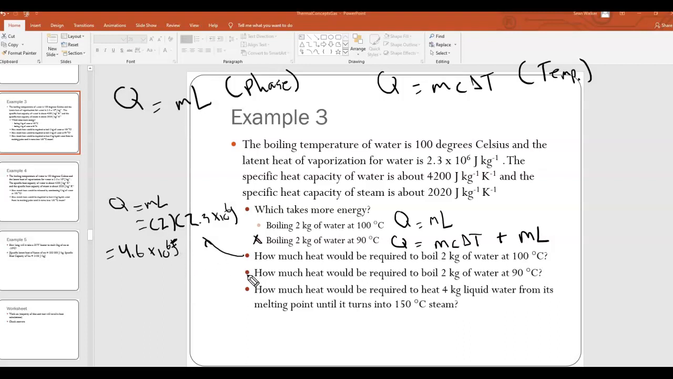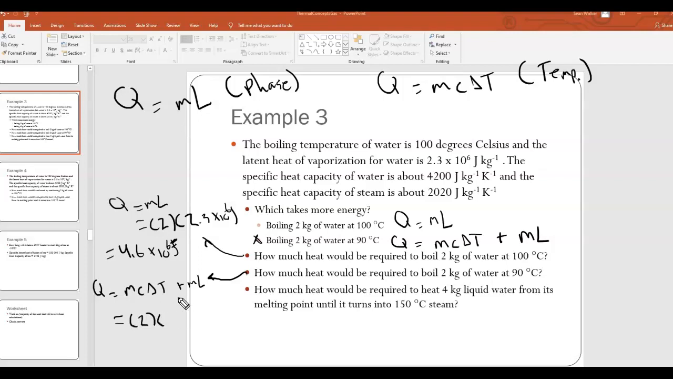Now for the second question, how much heat would be required to boil 2 kilograms of water at 90 degrees Celsius? We have to add on the little extra amount required for the temperature change. That would be mc delta T plus mL. And so it would be this 4.6 times 10 to the 6 joules plus this little bit required for the temperature change. So that would be 2 times.